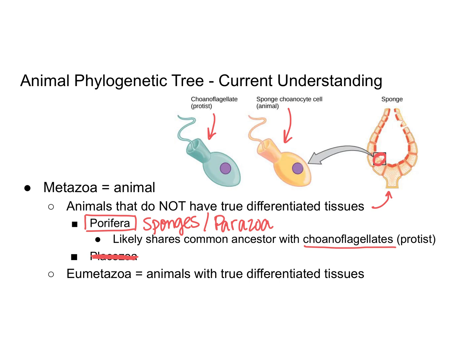So then our other classification, and remember, this is just our first branch in our phylogenetic tree. Does the organism not have tissues, meaning that it is a porifera? Or does it have tissues, meaning that it is a eumetazoa? And so these are those animals with those true differentiated tissues.